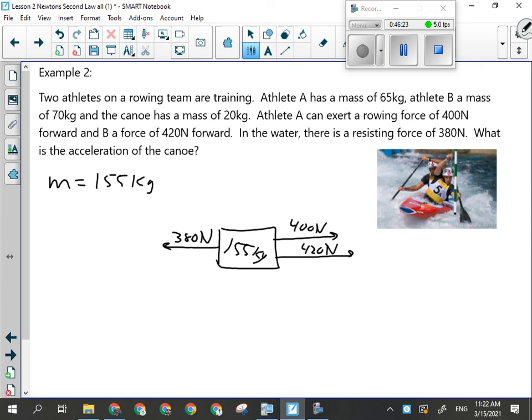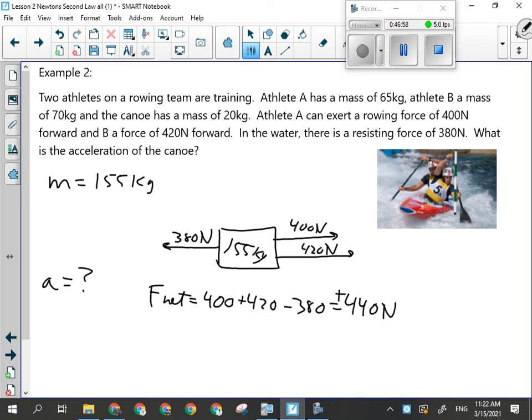Okay, I want to find the acceleration of the canoe. All right, what's my next step? I have to add the forces. I have to get my net force, so vector sum of all forces here. All right, so F net, because they're all collinear, it is just a matter of going 400 plus 420 minus 380. Okay, so 440 newtons, positive means forward.